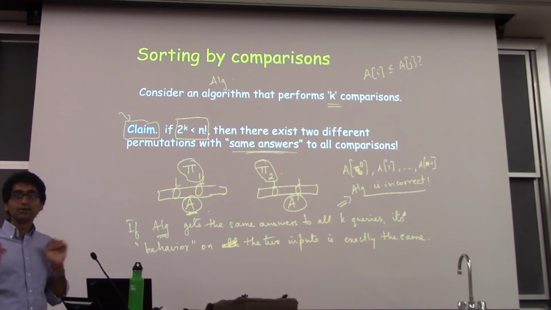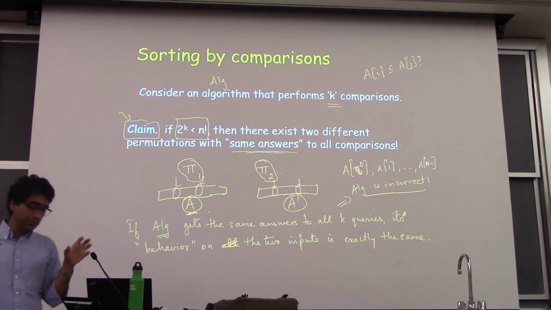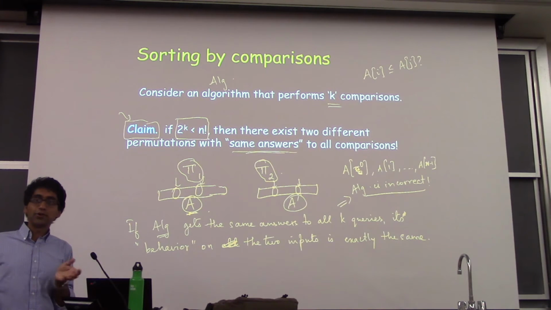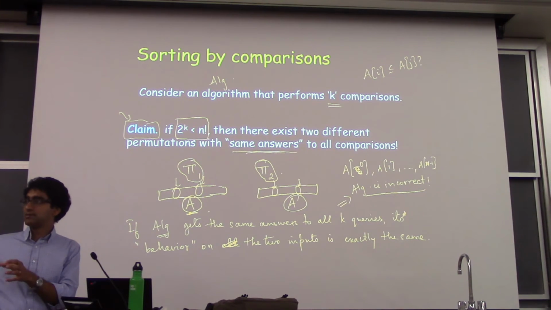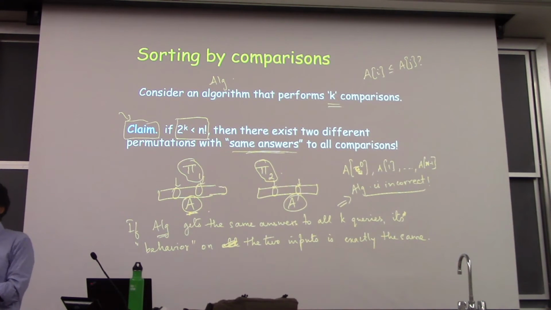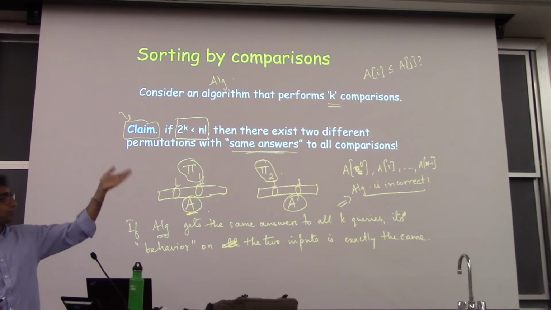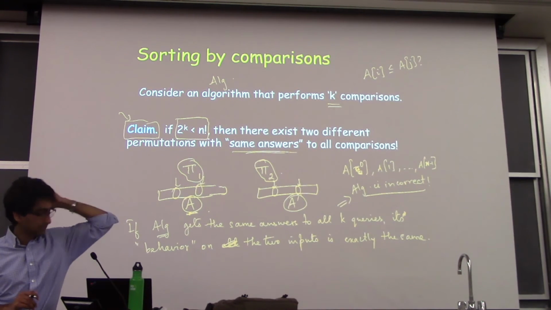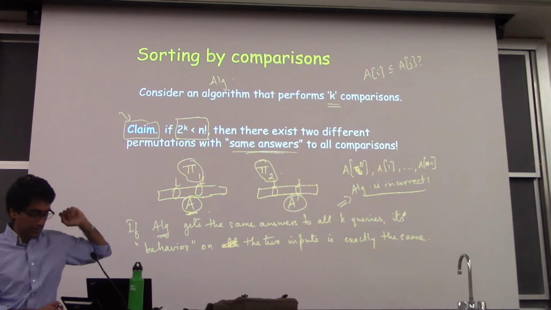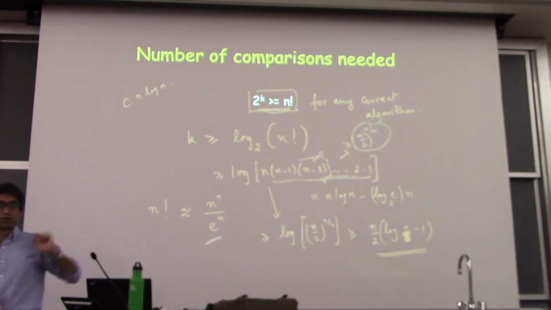Once you assume that, you say, okay, let's start off with two different permutations for which you get the same answers. Then the algorithm should behave the same way on both these inputs, which means that it's wrong on one of these. So the algorithm is not always correct. So an always correct algorithm has to have k at least log of n factorial, and that is at least n log n. So that's the very simple answer.